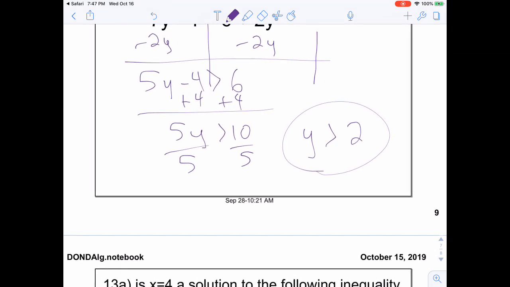If I had to graph this on a number line, it would be an open circle because there's no line underneath, and I want all values greater than 2. Interval notation, the lowest possible value is 2. That arrow means it goes to infinity. Always a parenthesis at infinity, and since it was an open circle, there's a parenthesis at 2.